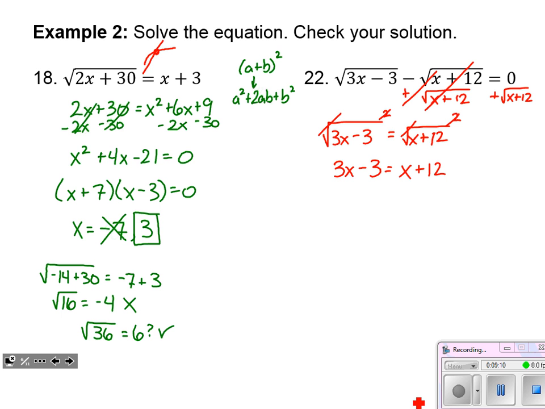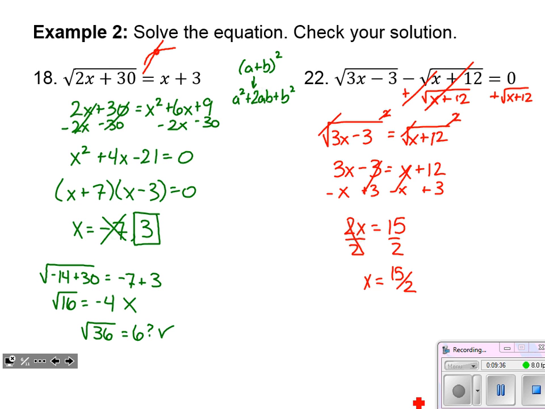Let's combine like terms. Welcome back to Algebra 1. Subtract x from both sides, add 3 to both sides, and I find that 2x equals 15. Divide both sides by 2. I get x equals 15 halves. And I'm not going to box that in just yet. I want to be sure that when I go back and check my work, I get a true statement.